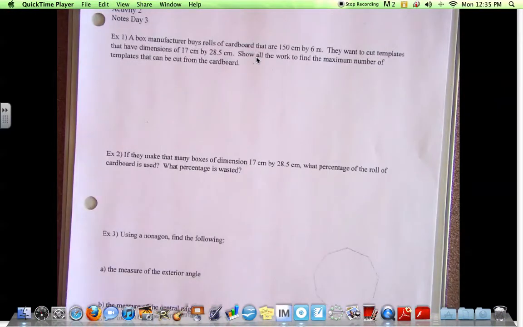A box manufacturer buys rolls of cardboard that are 150 centimeters by 6 meters. They want to cut templates that have dimensions of 17 centimeters by 28.5 centimeters. Show all the work to find the maximum number of templates that can be cut from the cardboard.